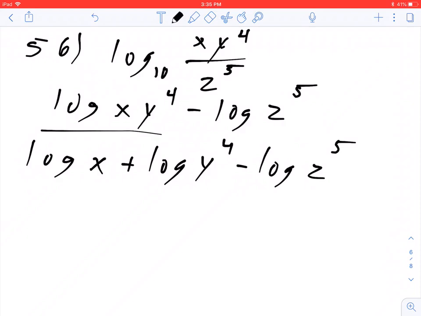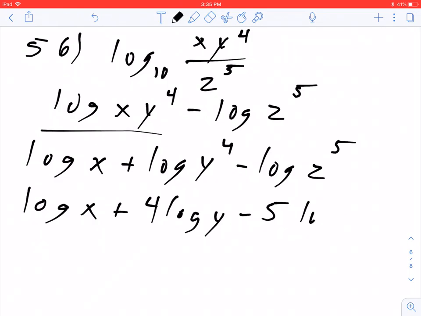And now we're going to utilize the power property for the second and the third expression. So it's log of x plus 4 log of y minus 5 log of z. There's your final answer.